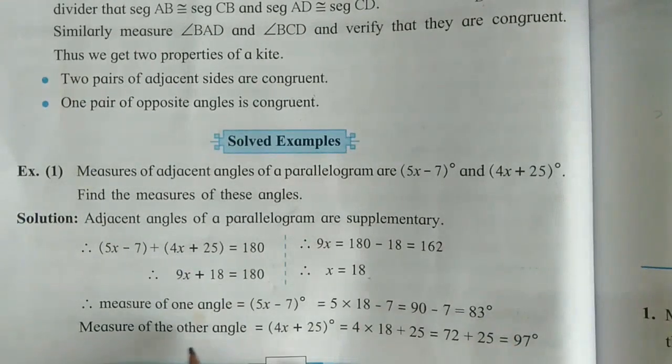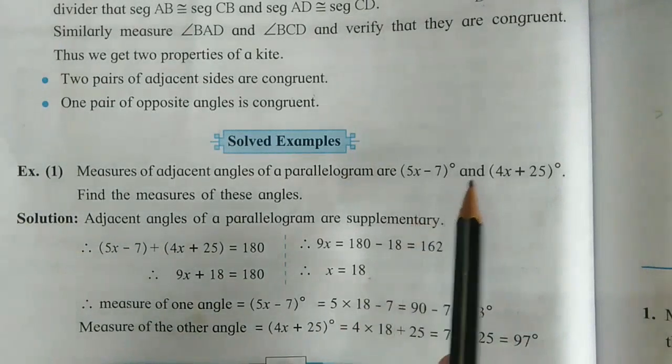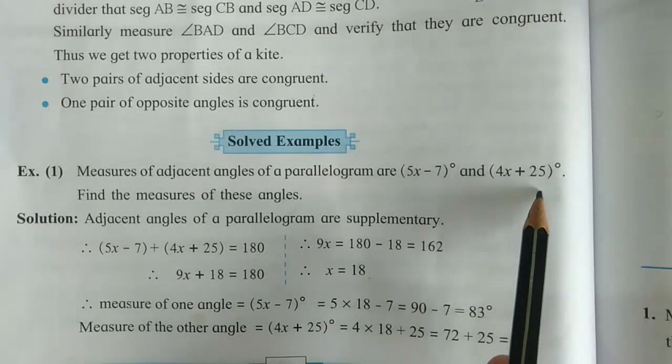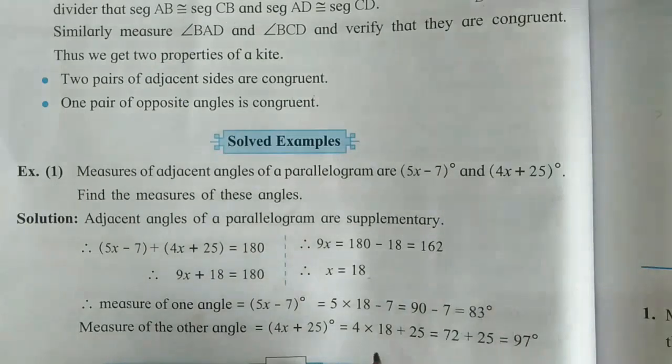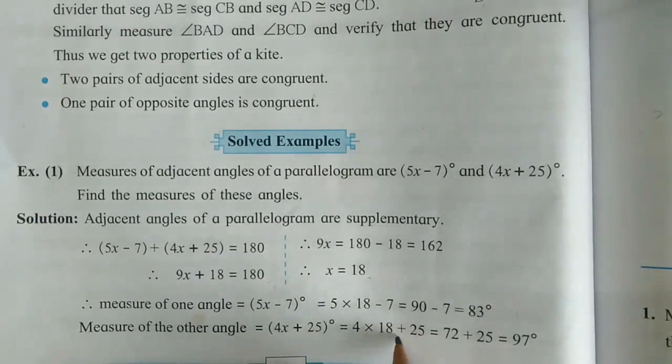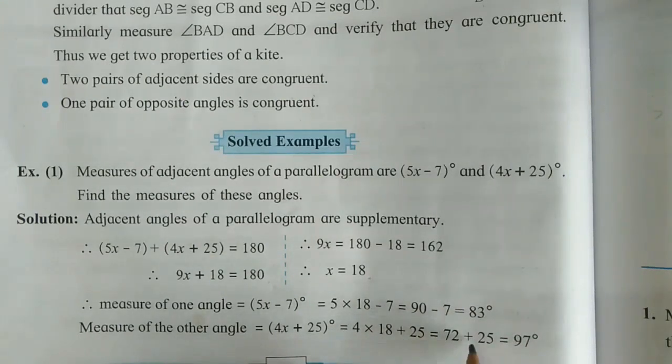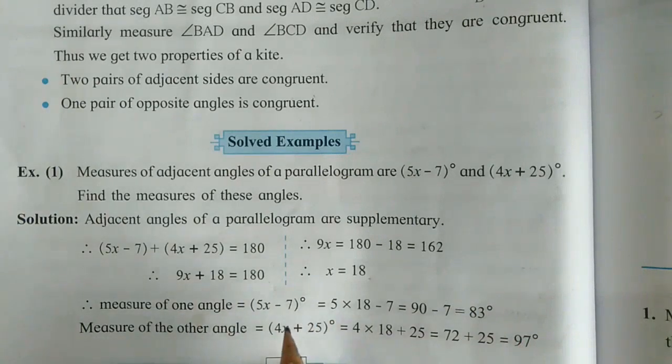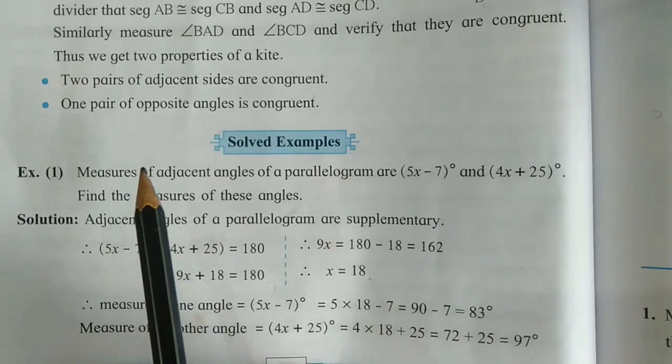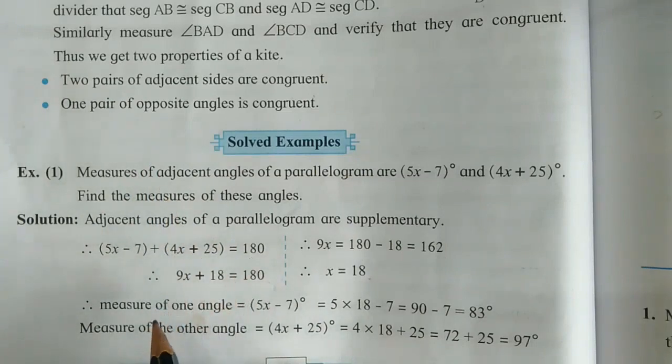And measure of the other angle is equal to 4x plus 25 degree. So put the value of x. So it becomes 4 multiplied by 18 plus 25. 4 eighteens are 72 plus 25 equals 97. And verify that their addition is 180 degree. Understood? Such a type of question is asked on this topic. So let us move to practice set 8.3.